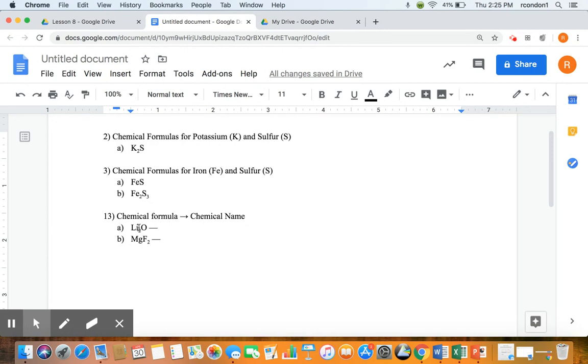You say the name of the metal, or the first one, the cation, and then you say the name of the anion, or the nonmetal, but instead of ending in oxygen, you end it in ide, so oxide. So, for example, this is lithium, so I type lithium. And then instead of oxygen, because it's an ionic compound, what we do to name ionic compounds is we end it in ide, I-D-E, so that's lithium oxide.